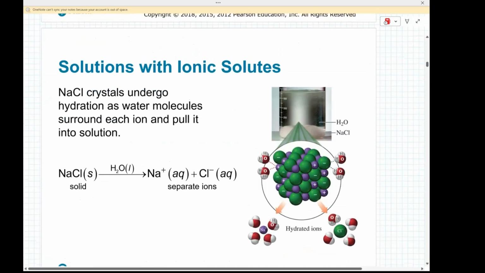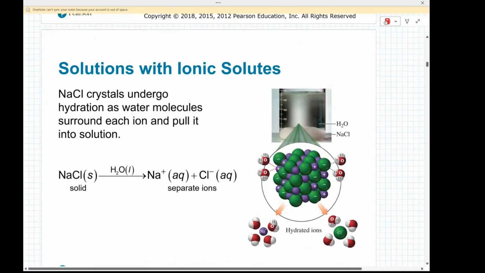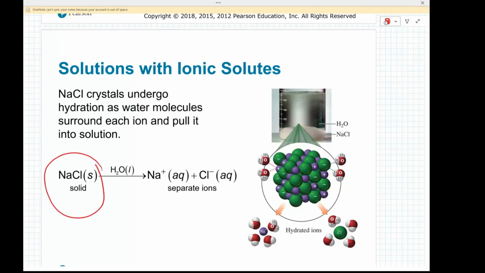So we're going to talk about the process of dissolution of ionic compounds versus molecular compounds. When you have ionic compounds, like sodium chloride, when and if they get dissolved, they dissociate, forming ions. Does that make sense? So what you essentially have are individual ions of sodium and chloride floating around in water.